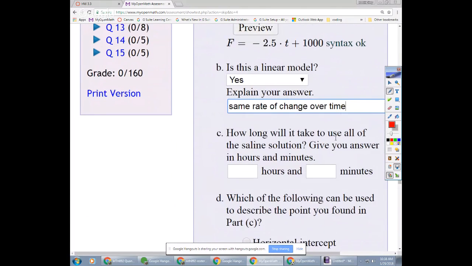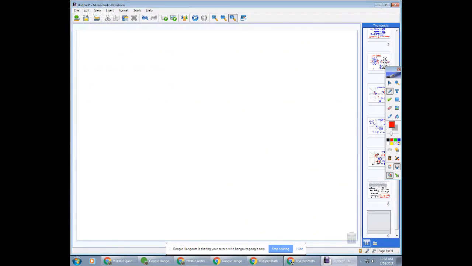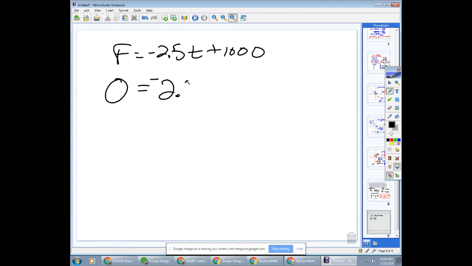Okay, how long will it take to use all of the saline? Ooh, this one's a little more fun. Go back to the drawing board on this one. Yeah, we want the fluid equal to 0, and then we solve. All right, so we have F equals negative 2.5 T plus 1,000. And like Emily said, that means we want no fluid. How much time? Do your best to solve that. We'll see if we can match.